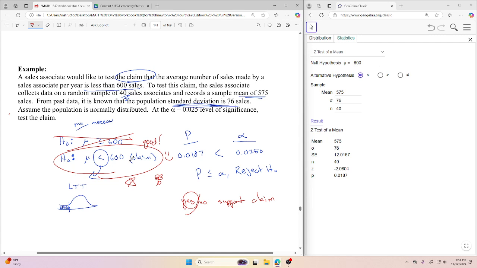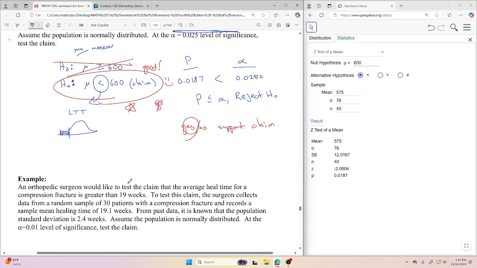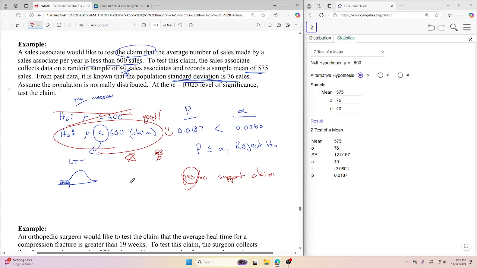If you remember back on the homework, they ask multiple parts. They'll say, do we support, reject, not reject? You know what I mean? We go through all that big list of stuff. That's how it works. Okay, cool. Good? Awesome. So yes, we support that. It's less than 600 sales. Okay, awesome. Oh, I wanted to do the test statistic thing.